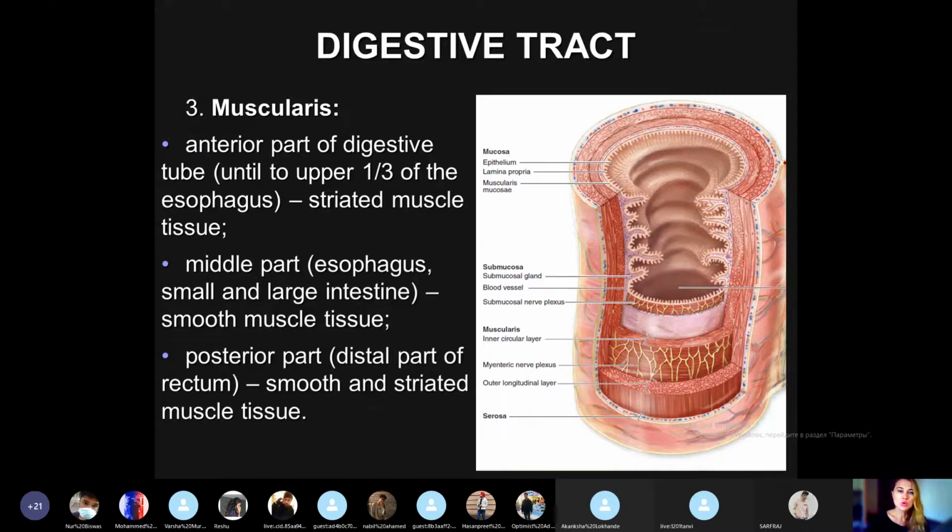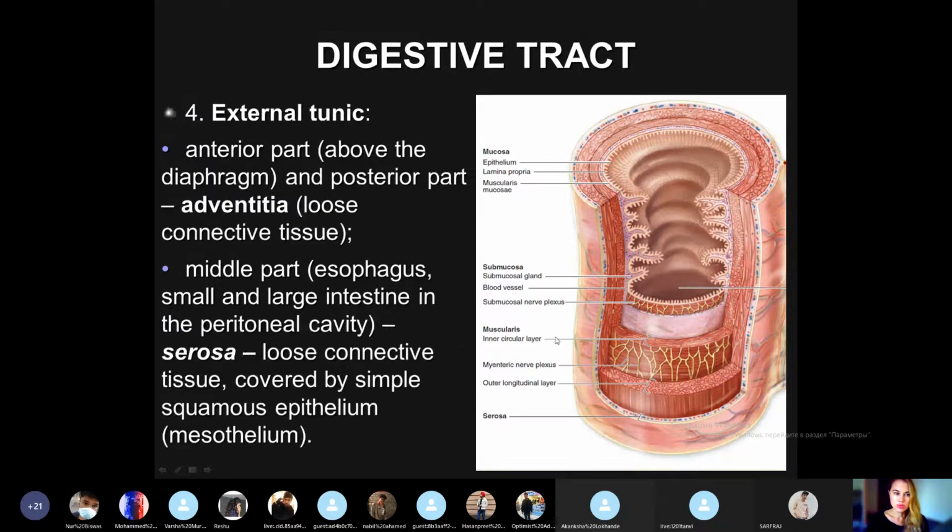However, we cannot control the peristaltic waves of our small intestine or the secretion of our stomach, and this is why these organs are lined by smooth muscle tissue. The distal part of the rectum is represented by both types of tissue. So that was tunica muscularis, and the last tunic is tunica serosa.